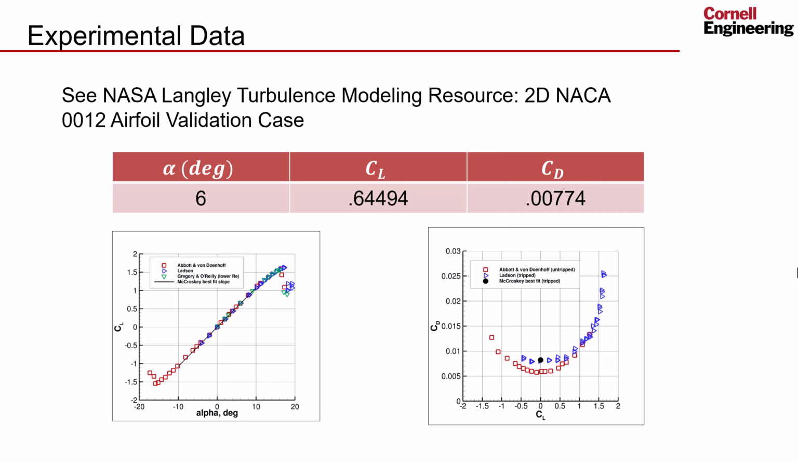Finally, we can use experimental data to validate our results. To get these values, I used the 2D NACA 0012 airfoil validation case from NASA. You can find this report easily with a Google search, but it will also be in the description of this video. This report collects experimental data from several lift and drag experiments and provides some data for comparison. For an angle of attack of 6 degrees, we can expect a lift coefficient of around 0.645 and a drag coefficient of around 0.008. This experimental data includes some factors that are omitted from our simple model, but it serves as a useful comparison.